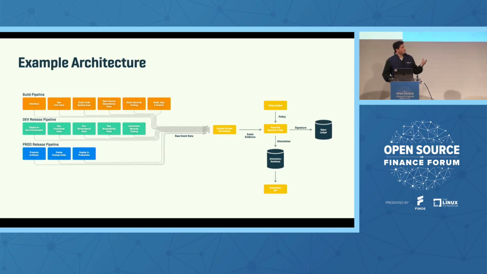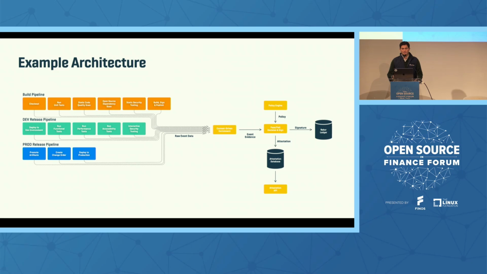So in an example architecture, throughout the build and release process, you run all your different pipeline steps in your build pipeline. Then you have your dev release pipeline where you deploy the code and you do some other types of testing. And then finally, your prod release pipeline. All of the raw event data being captured throughout that process, being stored with context enrichment. So if you don't have all the information that you need from the raw event data, having the capability to go back and enrich it is very important. Then determining pass or fail from the policy engine, and then producing a signature and storing that in the immutable ledger before storing the attestation in its own database.